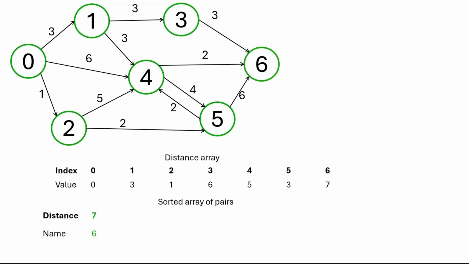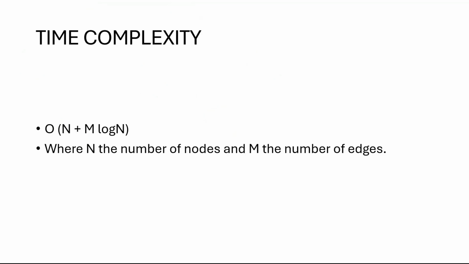The final node in our sorted array is node 6. We remove it from our set, and with no edges for node 6 to relax, we move on to the next one in our sorted array of pairs. The algorithm notices that it's empty and terminates successfully, giving us the shortest path from node 0 to every other node in our graph, including node 6, our initial objective.